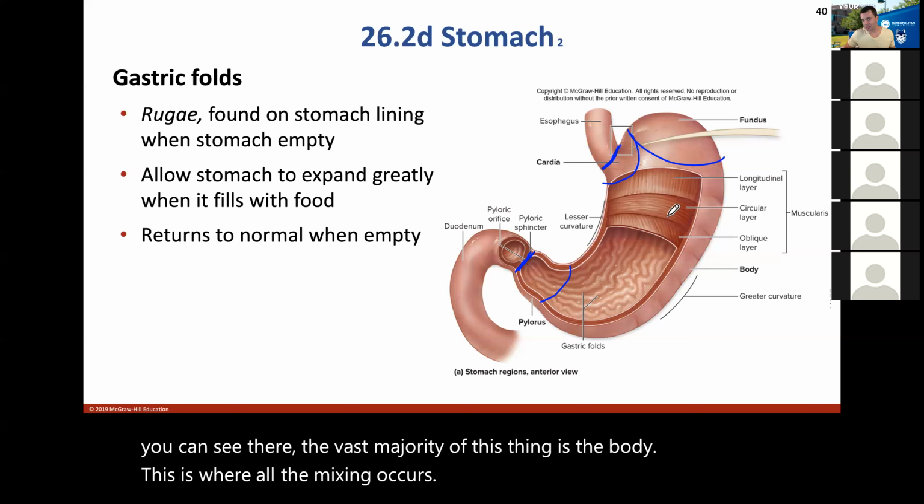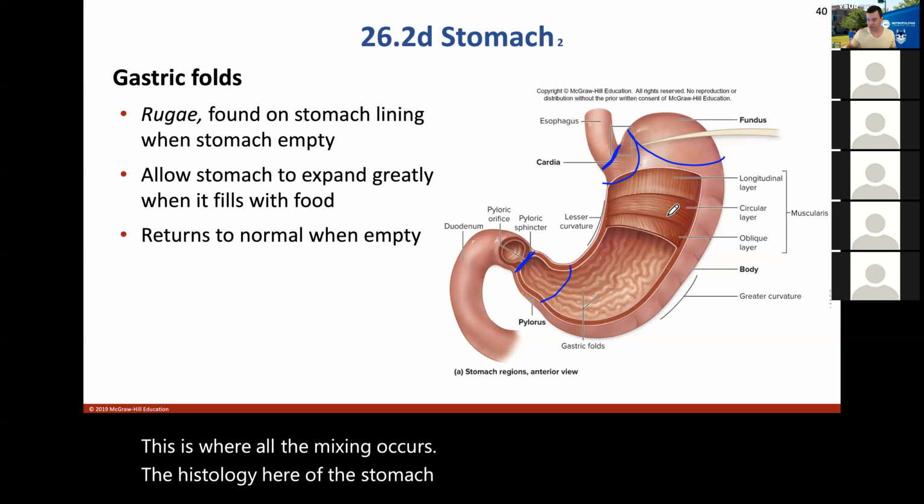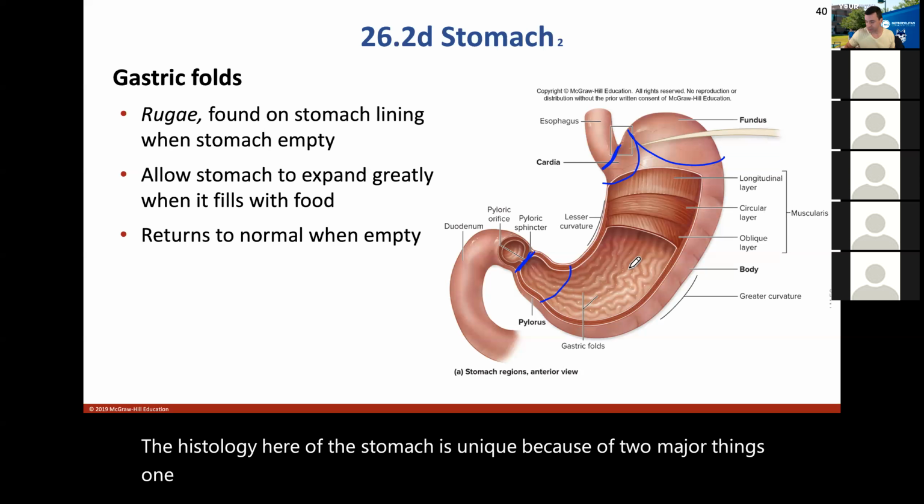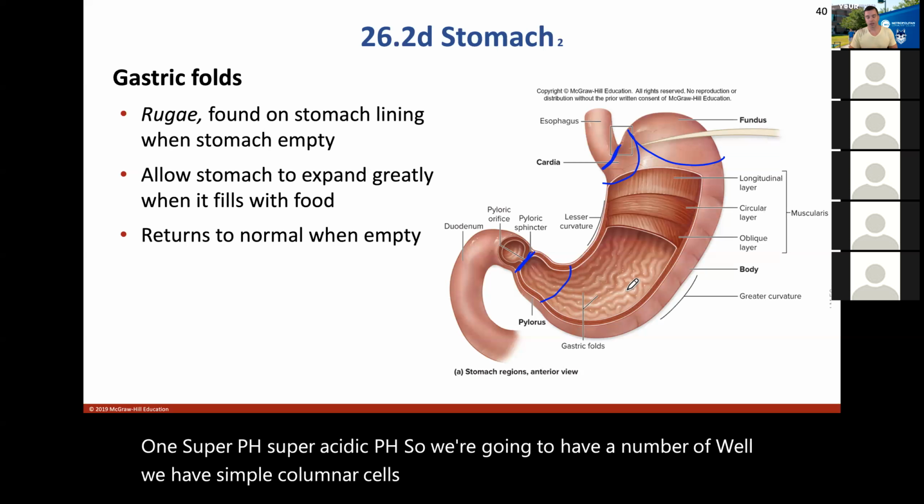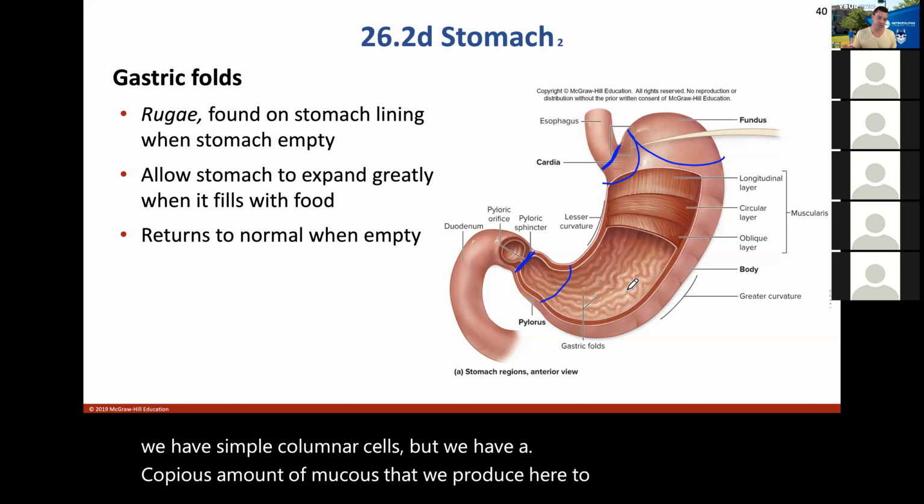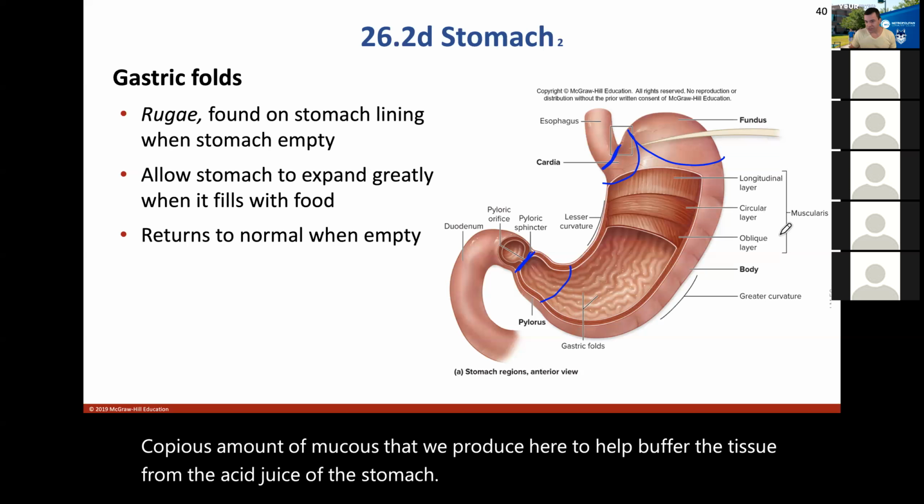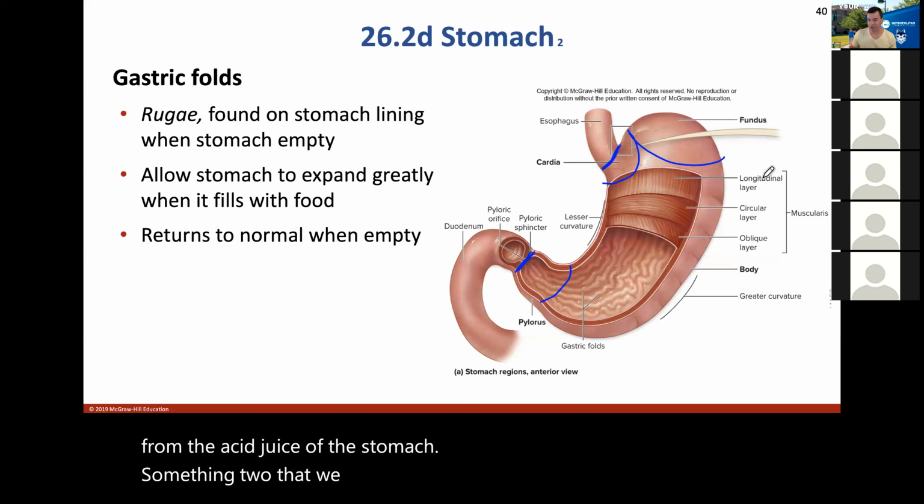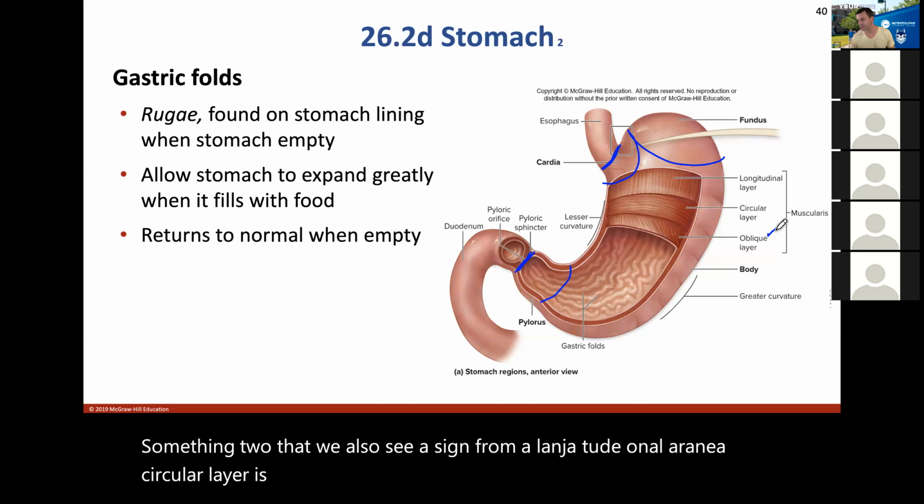The histology here of the stomach is unique because of two major things. One, super acidic pH. So we have simple columnar cells, but we have a copious amount of mucus that we produce here to help buffer the tissue from the acid juice of the stomach. Something else we also see, aside from a longitudinal layer and a circular layer, is an oblique layer of muscle. So we have a third layer of muscle here.